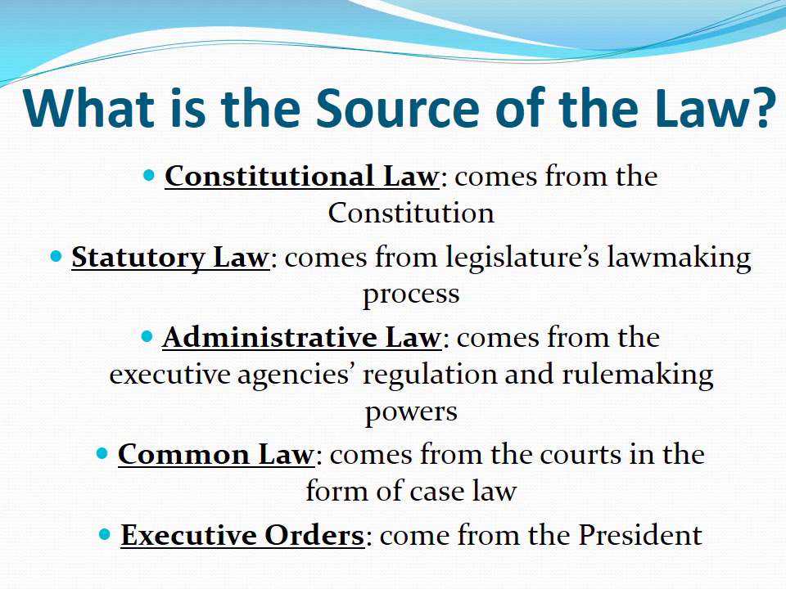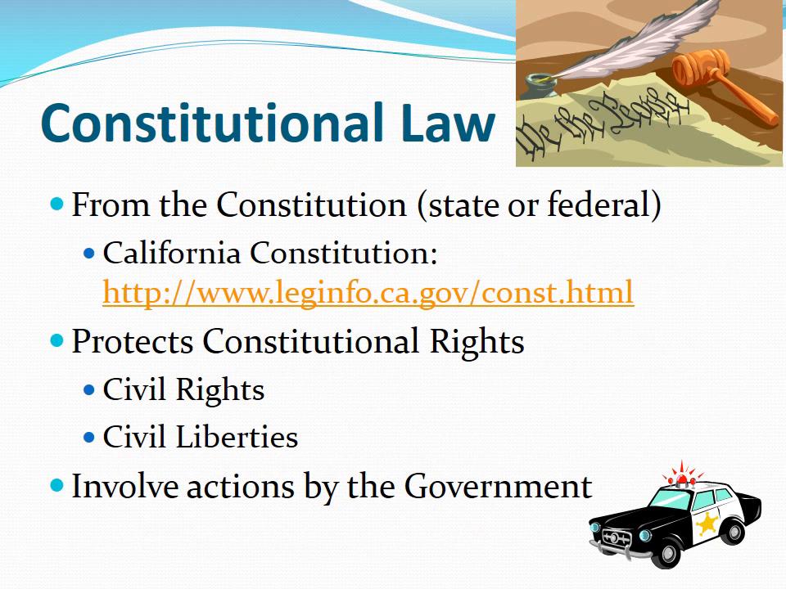Administrative law comes from the executive agency's regulation and rulemaking powers. Common law comes from the courts in the form of case law, and executive orders come from the president. Let's review each of these individually.